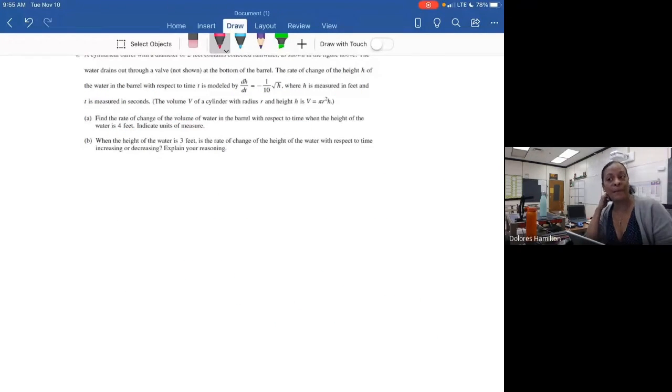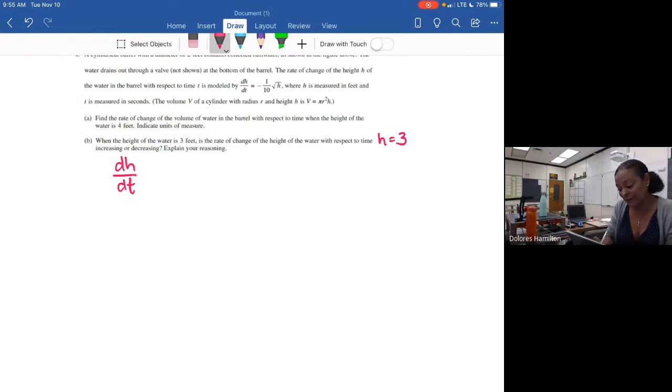So let's look at B. Now they're telling us when h is 3, is the rate of change of height of water, that's dh dt, increasing or decreasing? So what do I need to figure out whether or not dh dt is increasing or decreasing? I need to find the second derivative, because if I know that my second derivative is positive, it's going to be increasing. If my second derivative is negative, it's going to be decreasing.